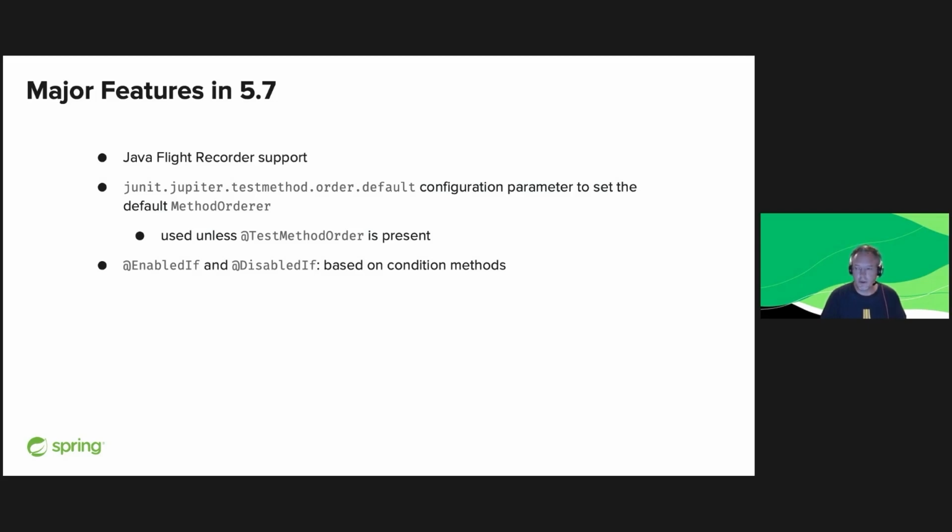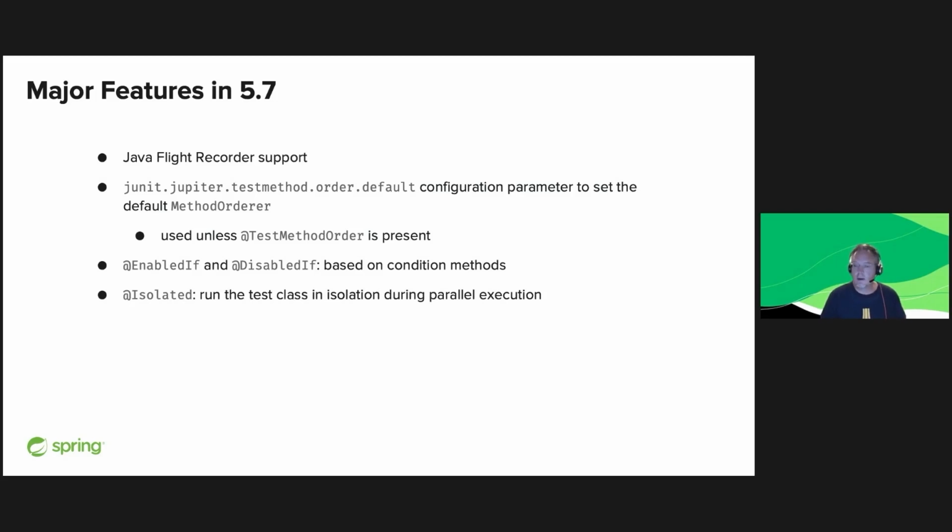In JUnit Jupiter, originally they existed for executing conditions based on a script. So for example, JavaScript. But we deprecated that at one point and removed it. And now we've added back a new feature with the annotations with the same name. And this time they're based on what we call condition methods. So you can basically declare one of these annotations and then just point to a local method or a static method in another class. And if that method returns true or false, that will determine whether or not a test is enabled or disabled. So that's a nice addition in 5.7.